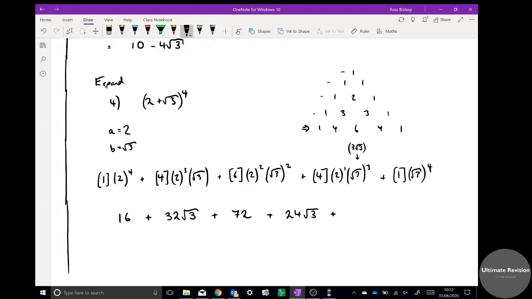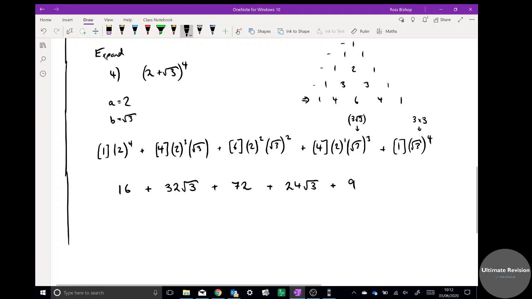And the final term, now root 3 to the power of 4, well, root 3 squared is 3, so it's actually going to be 3 times 3. So it's going to be plus 9. Now, if I group all of these together, 16 plus 70 is 86, add 9 is 95, plus 26 root 3, okay? Tough example, but just pause that and make sure you're really understanding what's going on there.